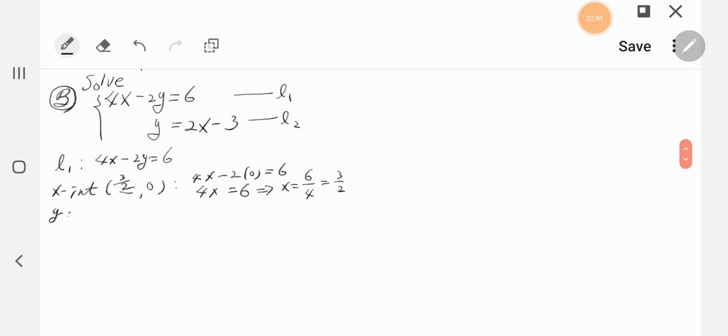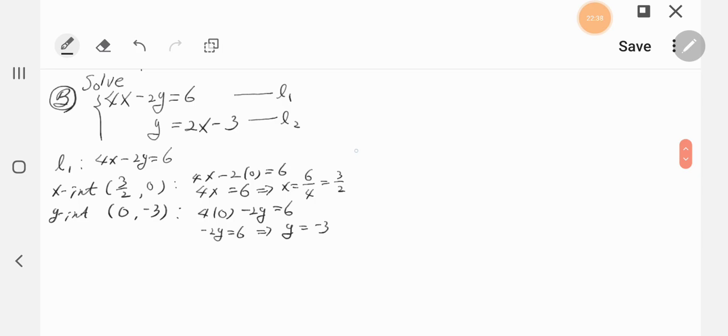Okay, y-intercept. Set the x value equal to 0. When x equals 0, let's find out the y value. So 4 times 0 minus 2y is equal to 6. So negative 2y is equal to 6. This will give us the y value, negative 3. So negative 3, that's the y-intercept. Okay, that's line 1.